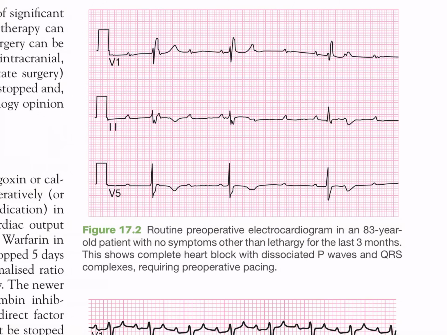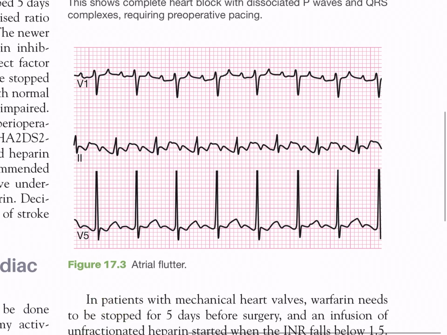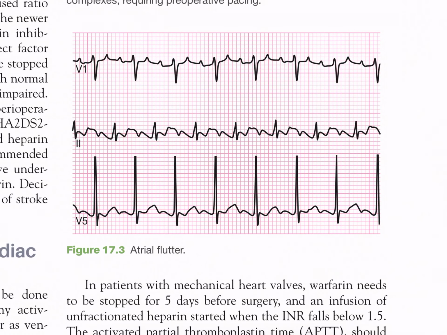ECG first. Figure 17.2, routine preoperative electrocardiogram in an 83-year-old patient with no symptoms other than lethargy for the past 3 months. This shows complete heart block with associated P waves and QRS complexes requiring preoperative pacing. You can see on the lead there is no regularity between P waves and the QRS complexes. Irregular. Atrial flutter.